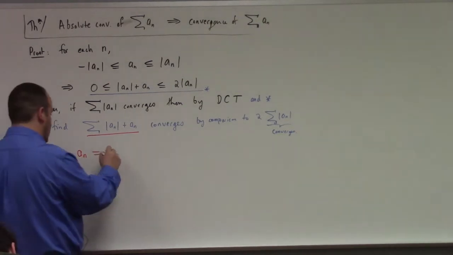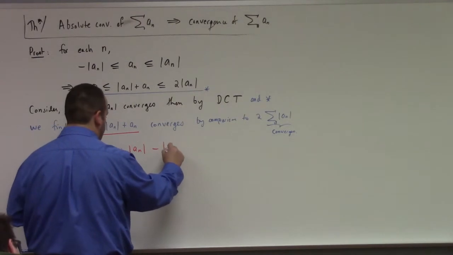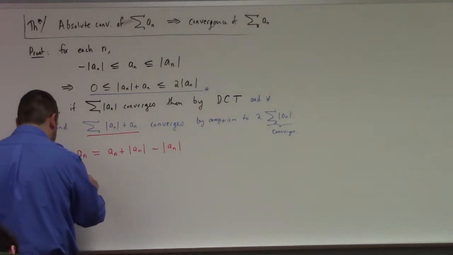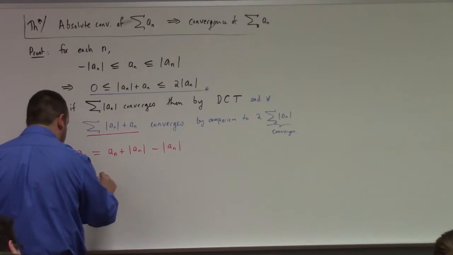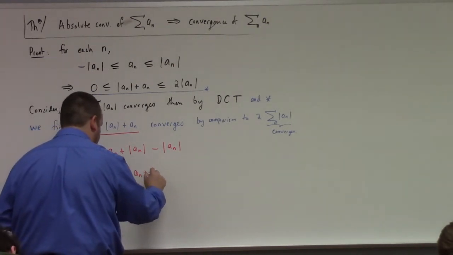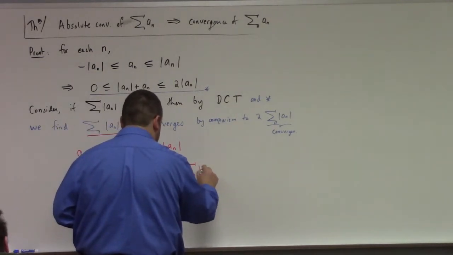It's equal to a sub n plus the absolute value of a sub n minus the absolute value of a sub n, right? And so that shows me that the series formed by a sub n can be understood as the sum of the series formed by a sub n plus the absolute value of a sub n, minus the series of the absolute values of a sub n.